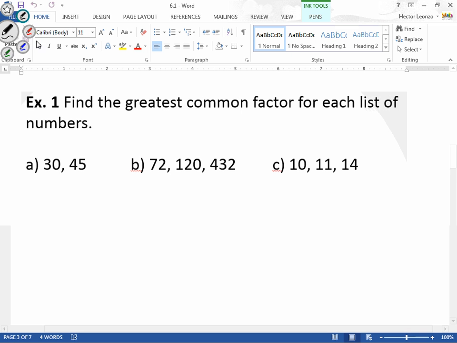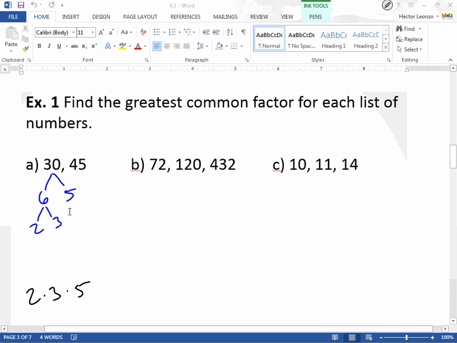One thing that's going to help us out is what we call the tree diagram. For the number 30, I'm going to break it into two factors, any two factors. I'm thinking two factors of 30 are 6 and 5. 6, I can break into 2 and 3. I cannot break them down any more, so the factors I was not able to break down are 2 times 3 times 5. Those are the prime factors of 30, because we're not able to break them up any more.